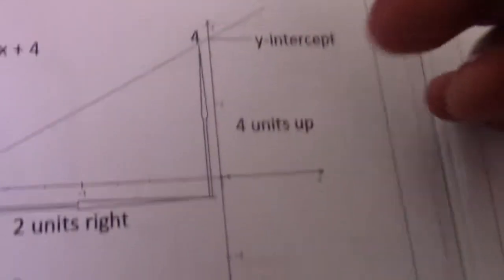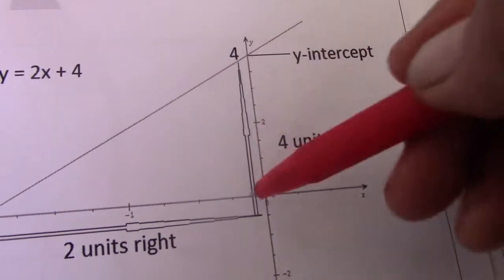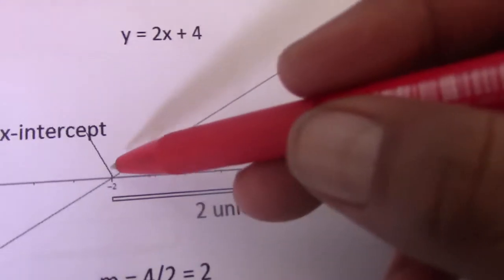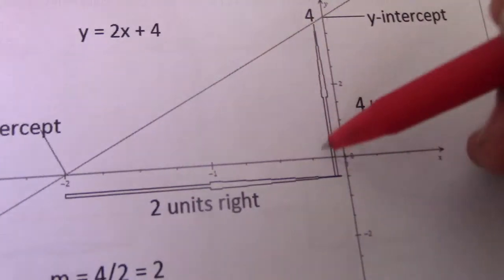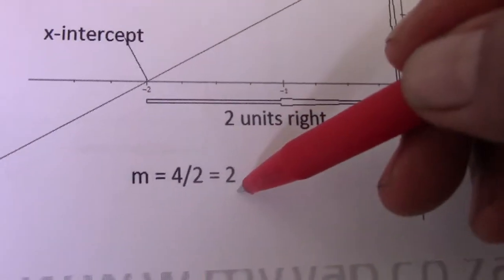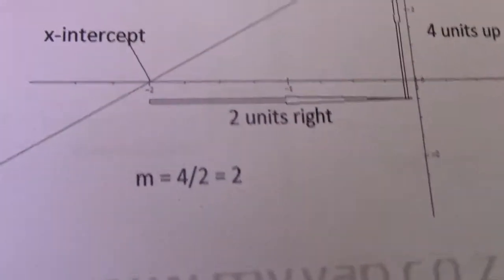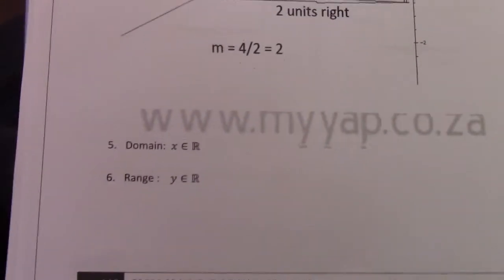Now my gradient. If I go there, as you can see, from 0 to there is 4 units up, and from that point to 0 here is 2 units right. So my gradient is 4 divided by 2, which gives me 2. So the gradient, change in y over change in x, equals 2. Hope you follow, hope you understand.